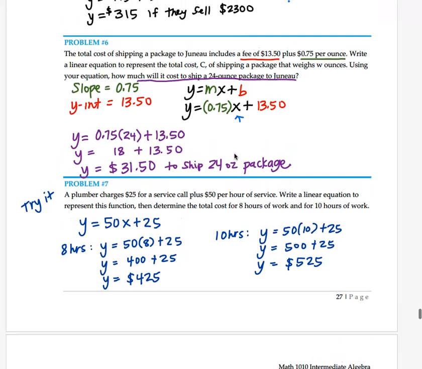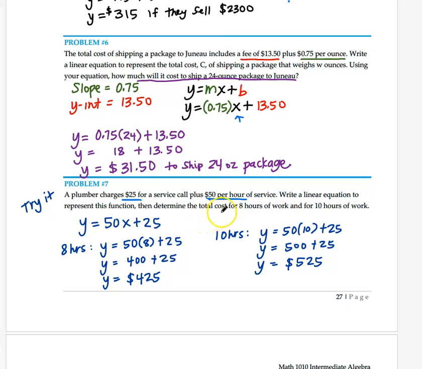All right, and then this last one here is talking about a plumber and a service call. So a plumber charges $25 for a service call plus $50 per hour of service. Again, we can see here $50 per hour, that's helping us know that that's the rate, and you're going to charge a $25 flat fee. So that is going to be our y-intercept. So setting that up, we can see that we're going to have y equals 50x plus 25. 25 is our start amount, 50 is how much they're charging per hour.